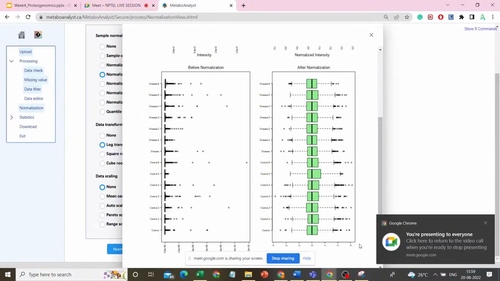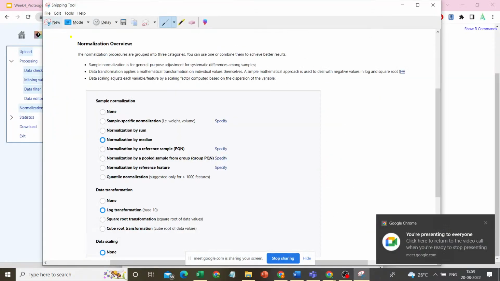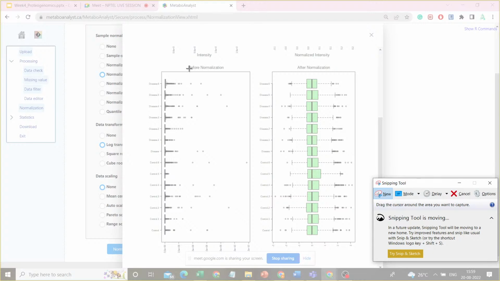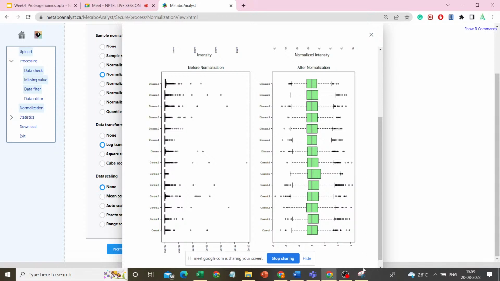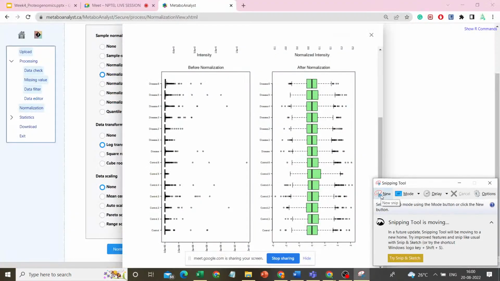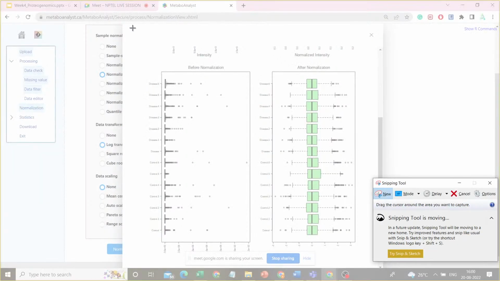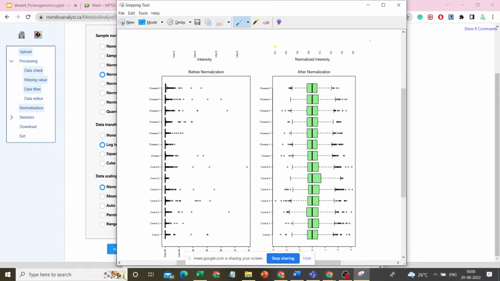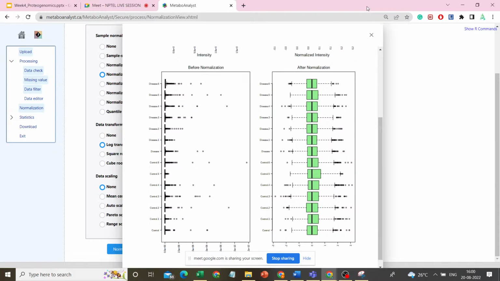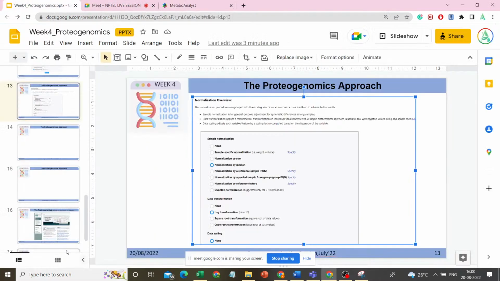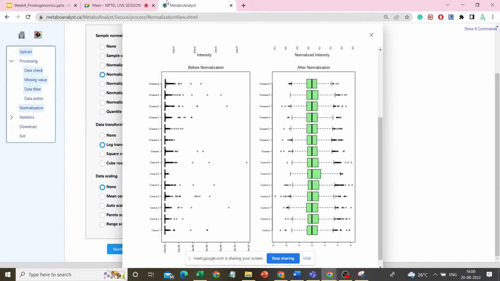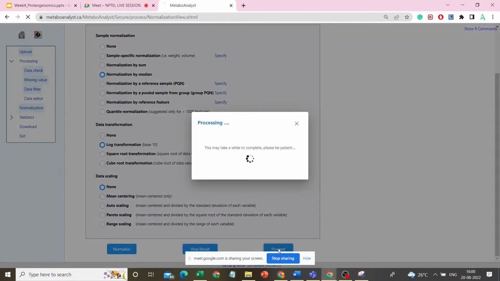Okay, so this is before normalization and after normalization. Okay, so now we will proceed.